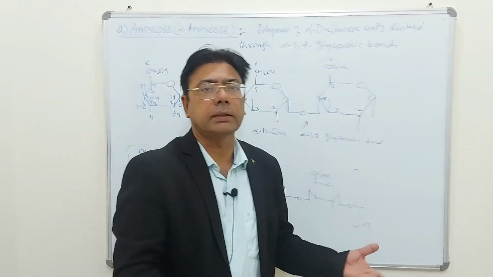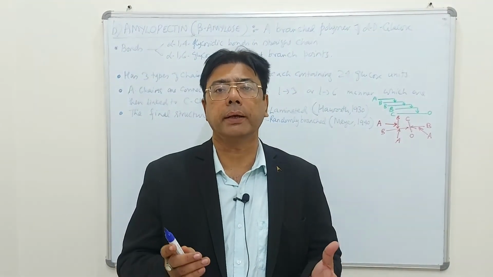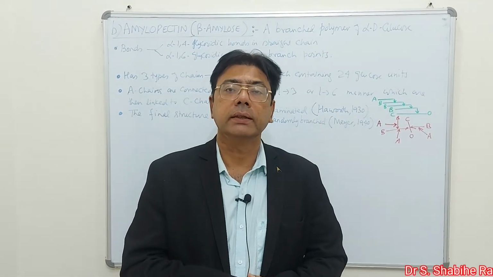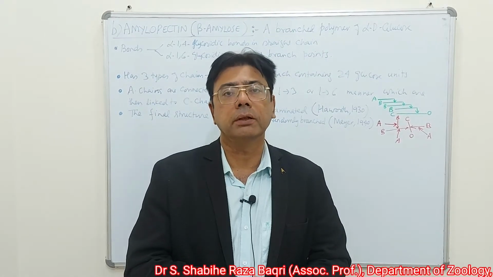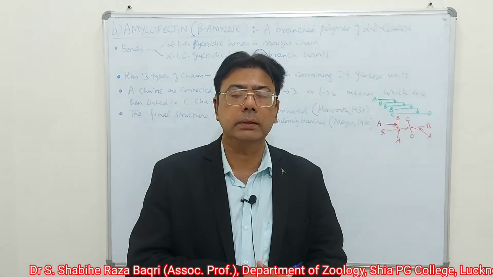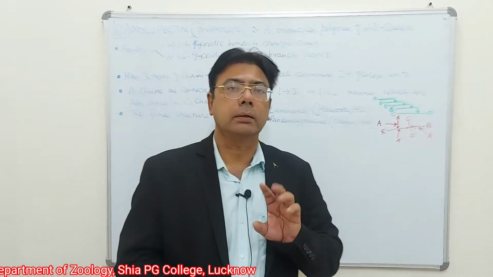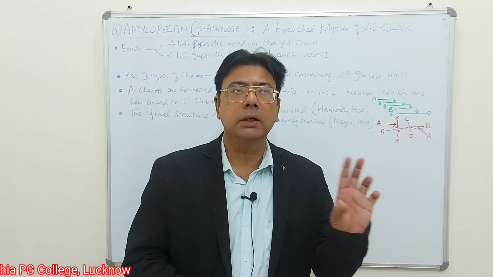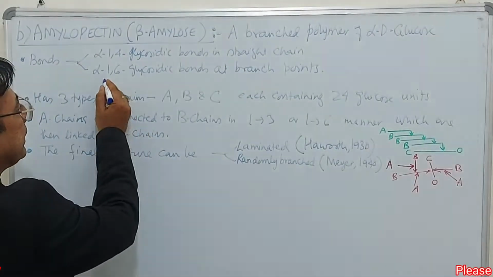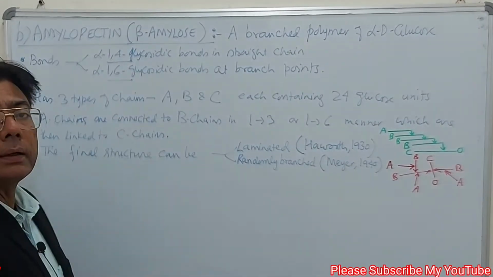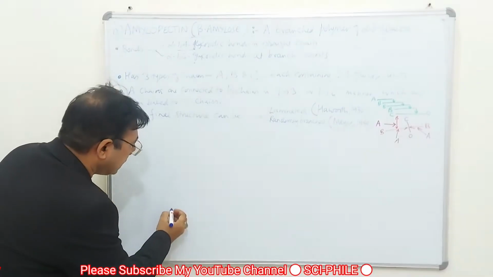Now you see what is the difference of amylose from amylopectin. The difference of amylopectin from amylose is that it's a branched polymer. Unlike amylose, which had only alpha 1,4 glycosidic linkages, this amylopectin is having two types of bonds. One are alpha 1,4 glycosidic bonds, which form the straight chain, and alpha 1,6 glycosidic bonds, which are present at branch points. So I am again going to show you how to draw this structure.